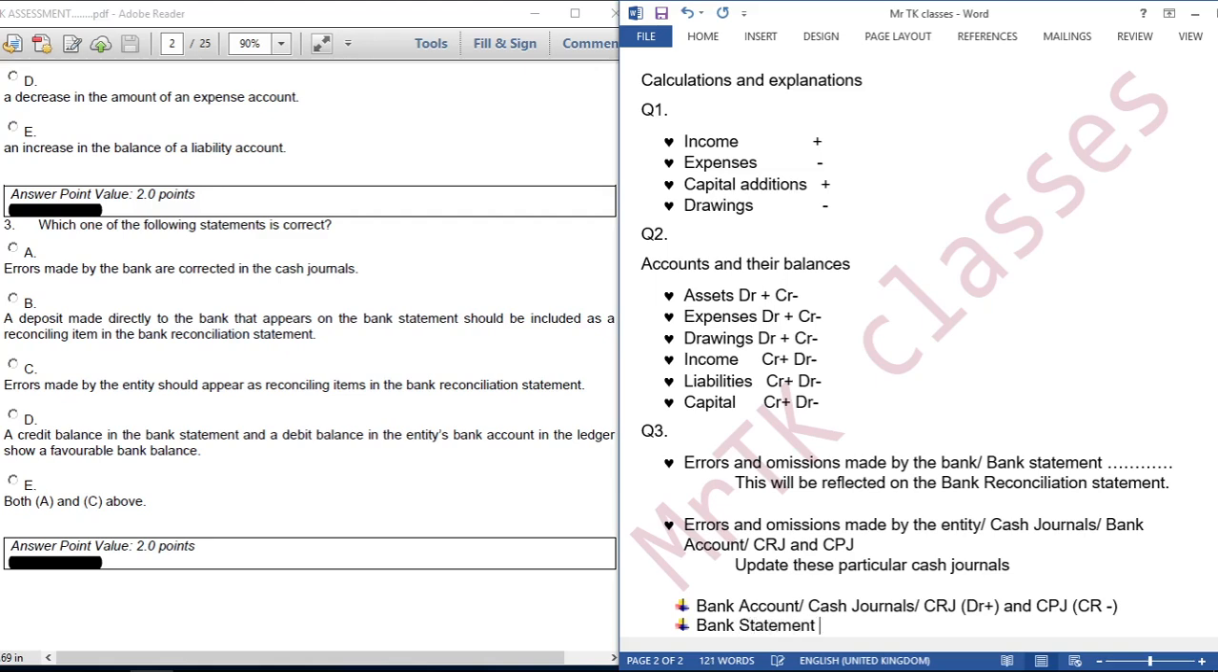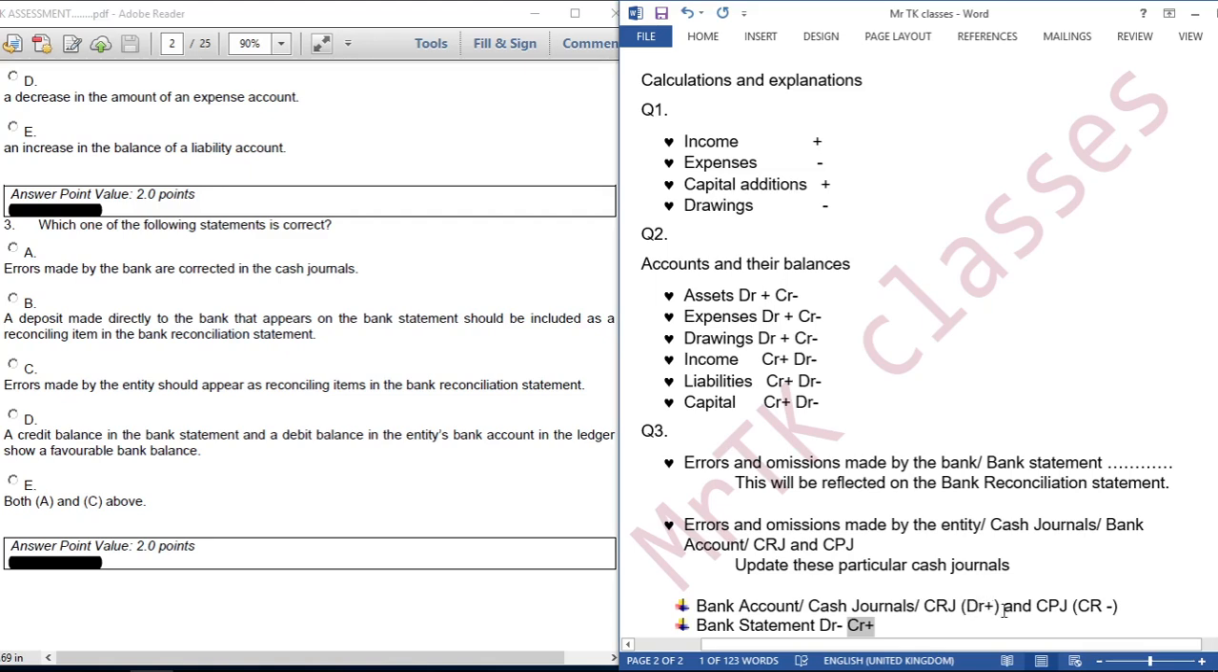So the bank statement here increases on the credit side and decreases on the debit side. Let me start with debit, right? Decrease on the debit side and increases on the credit side. All right, so what does this one say? A credit balance in the bank statement and a debit balance in the entity's bank account, right?